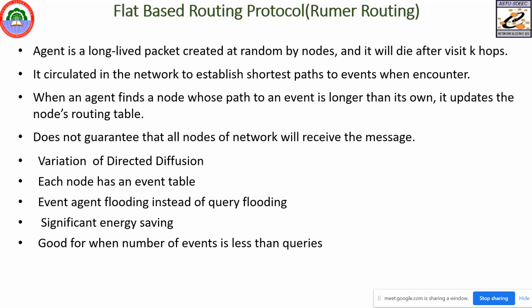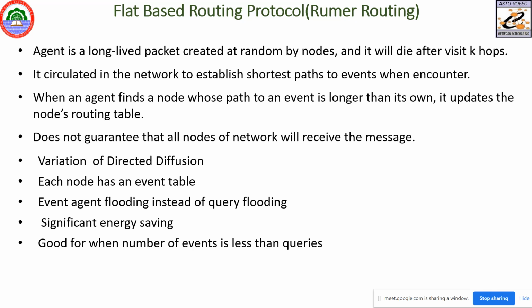So we have another kind called Rumor routing. Basically, Rumor routing is just like gossiping. Instead of sending the packets to every node, it will select some random nodes, and after selecting those random nodes, it will transfer that particular packet to that random node.